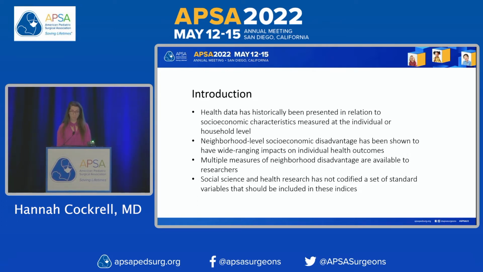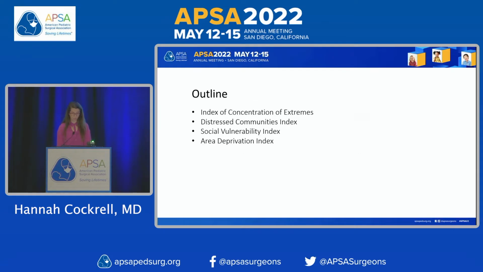Living in a disadvantaged neighborhood has been linked to higher rates of diabetes, cardiovascular disease, emergency surgery, and earlier death. Multiple measures of neighborhood disadvantage are available to researchers. However, to date, research has not codified a standard set of variables that should be included in these indices. I will briefly describe 4 of the indices that I have seen most often used in recent surgical outcomes research.